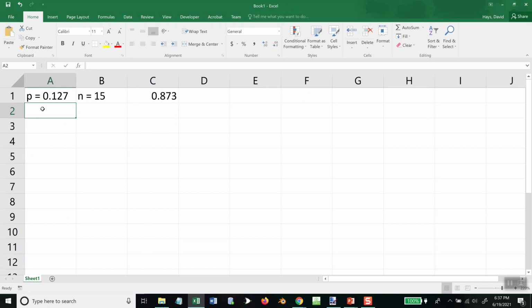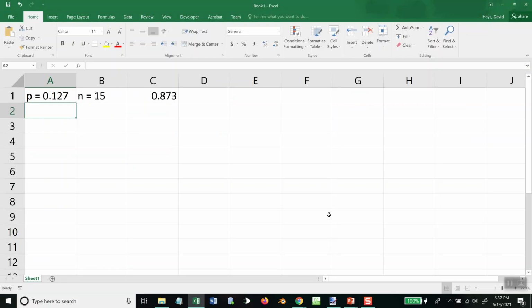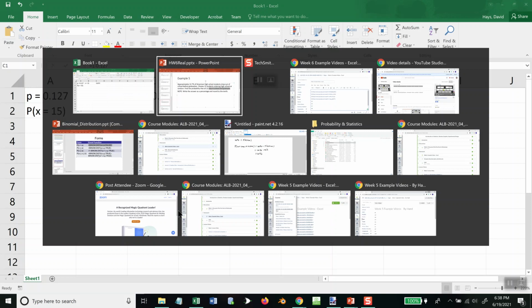So what's this saying? Find the probability all 15 stay in school and graduate. So x is equal to 15. All 15 stay in school. And this is going to be my p over here. I won't use this. Sometimes it asks for the opposite of what it gives you.